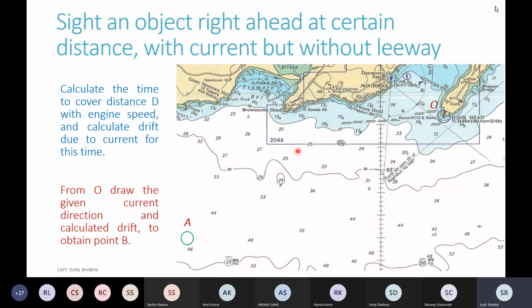So what we will do is, from the object O, in our case the Hookhead Lighthouse, we are going to draw the current vector, that is the set and drift of the current, which we have just now calculated. The drift is for the time duration which we need to cover the distance using our engine speed. And we will plot that vector starting from the object, in this case, the Hookhead Lighthouse. So let's plot the current vector.